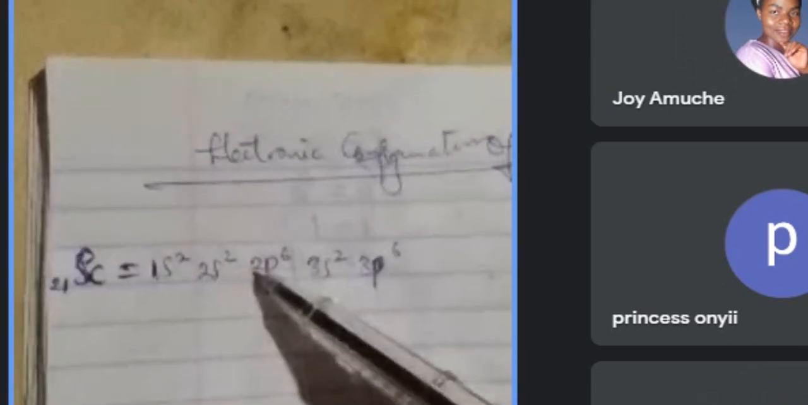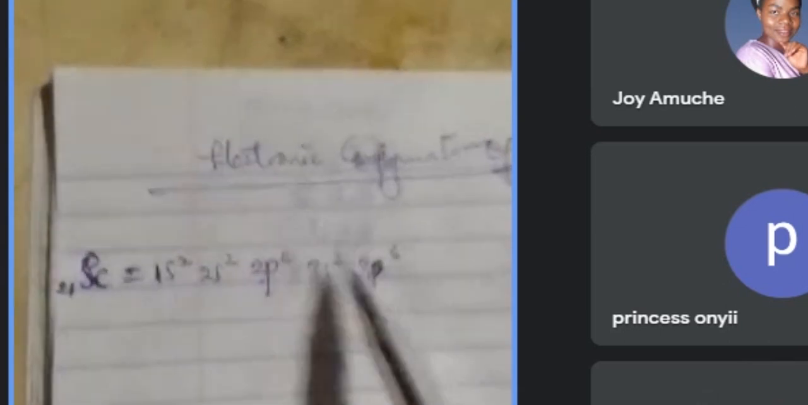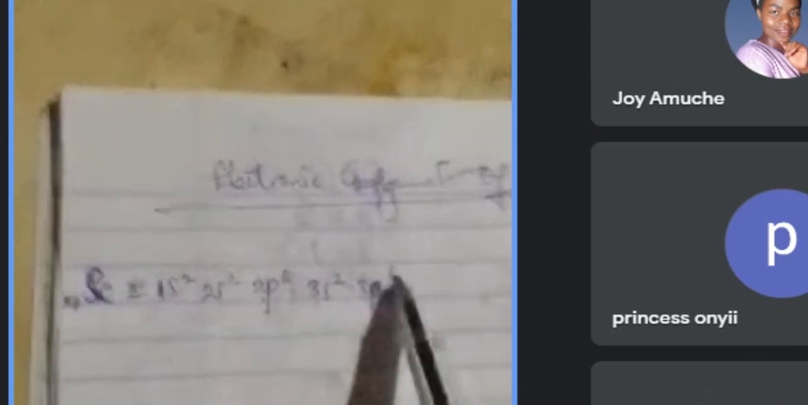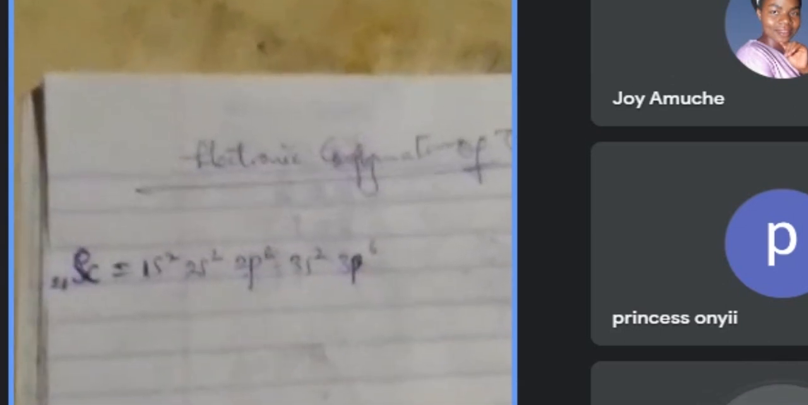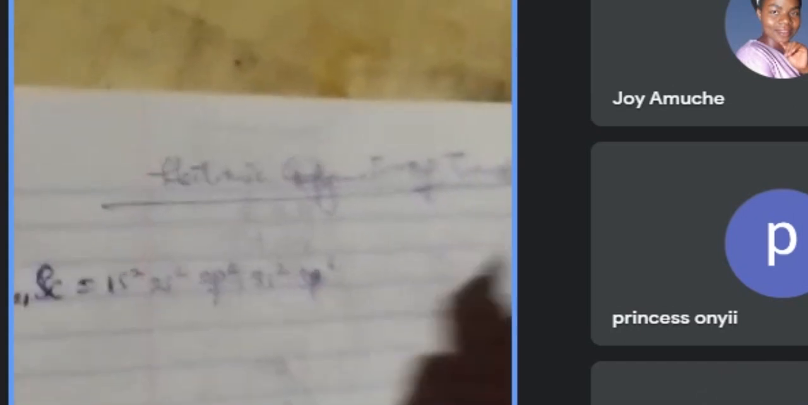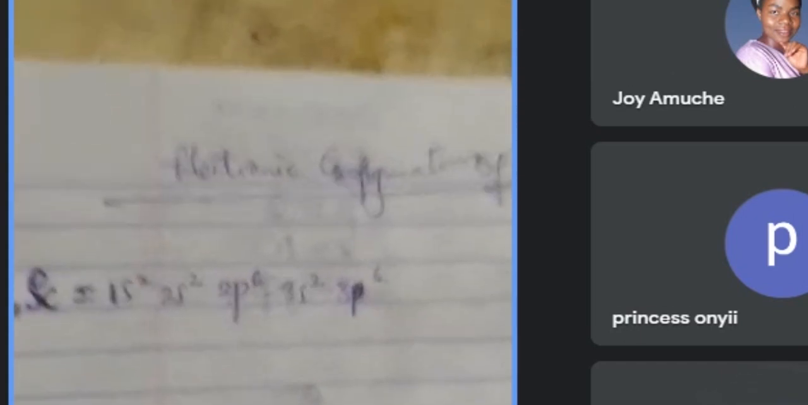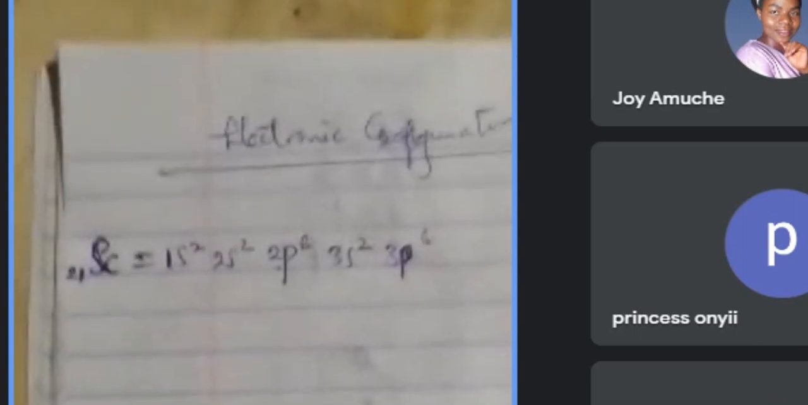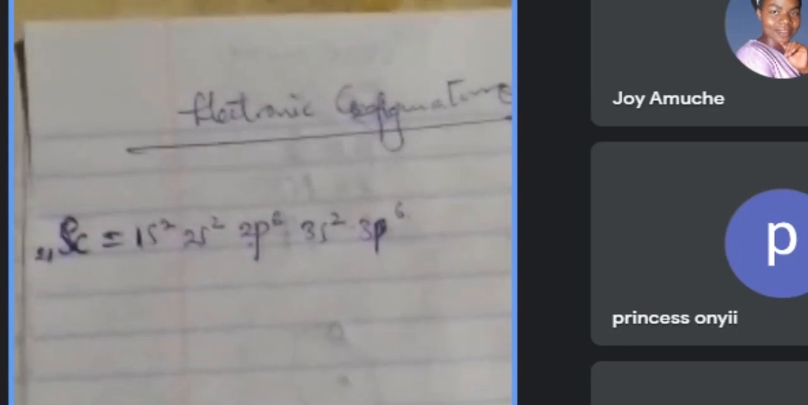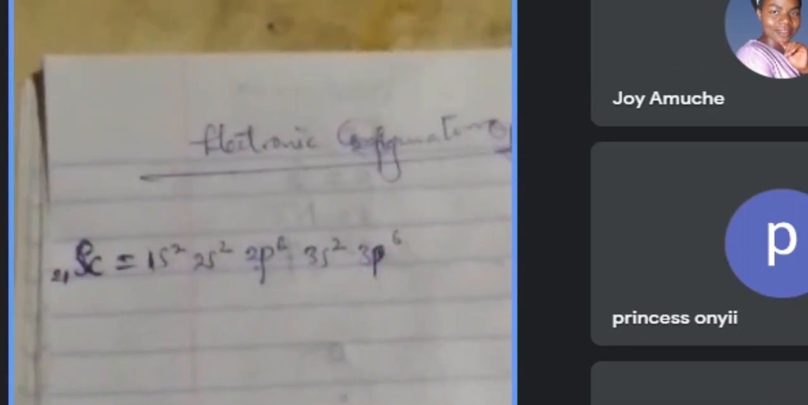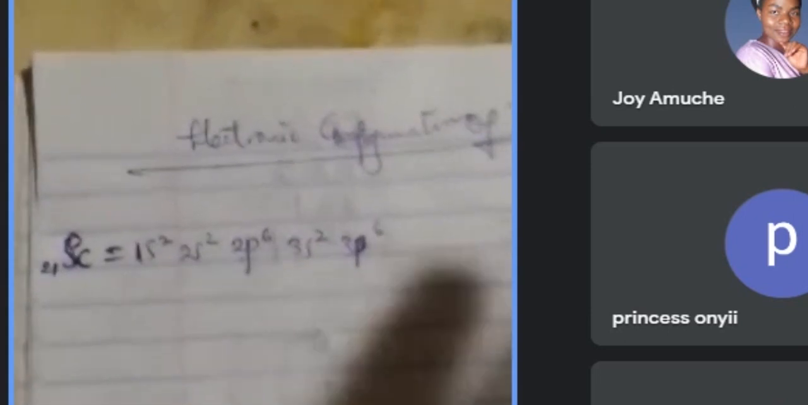1s2, 2s2, 2p6, 3s2, 3p6. I think here now we have 18. So we are going to 21. So I'm going to write 4s, but look at it very well. You want to fill the orbital of a transition element. That is the difference between them.